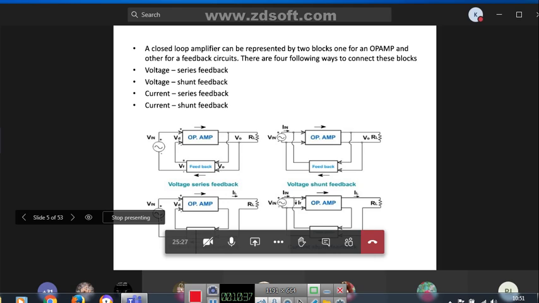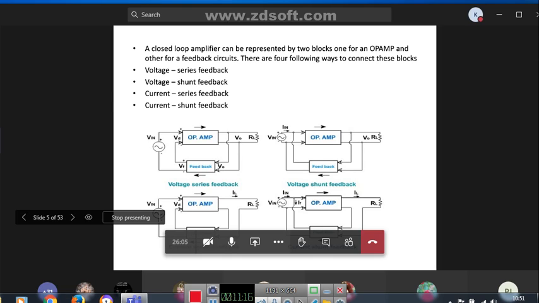Here Vd is the input for the basic amplifier. See the difference between these two inputs. Vd is the input for the basic amplifier and Vin, or Vs, is the input for the complete circuit, that is with feedback. The gain without feedback is V0 by Vd. The gain with feedback is V0 by Vin.